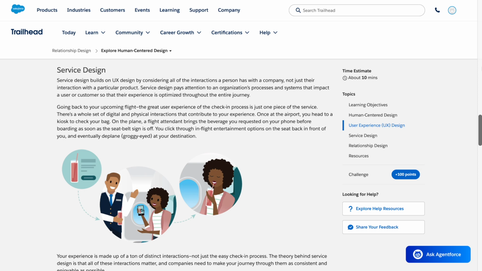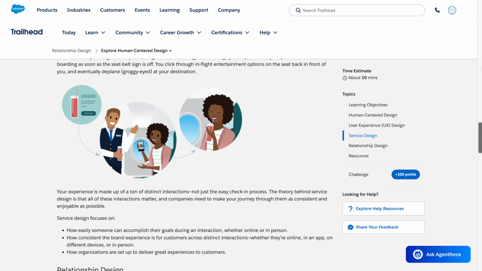Going back to your upcoming flight, the great user experience of the check-in process is just one piece of the service. There's a whole set of digital and physical interactions that contribute to your experience. Once at the airport, you head to a kiosk to check your bag. On the plane, a flight attendant brings the beverage you requested on your phone before boarding, as soon as the seatbelt sign is off. You click through in-flight entertainment options on the seat back in front of you and eventually deplane, groggy-eyed, at your destination.